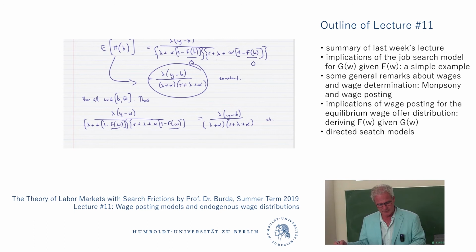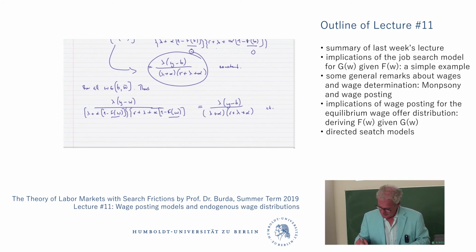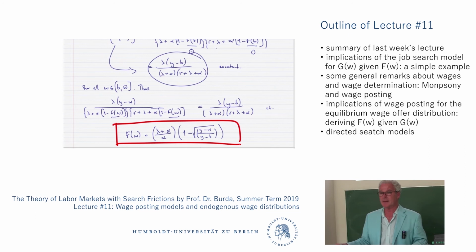Okay, so what is F? If you do the algebra, F of w is equal to lambda plus alpha divided by alpha times 1 minus the square root of (y minus w) over (y minus b). That's it. Basta. Okay? So again, this model is really special, and you know it's special because we put all this extra baggage on it. We didn't assume uniform distribution, but we did assume arrival rates of the same magnitude in work and not at work.